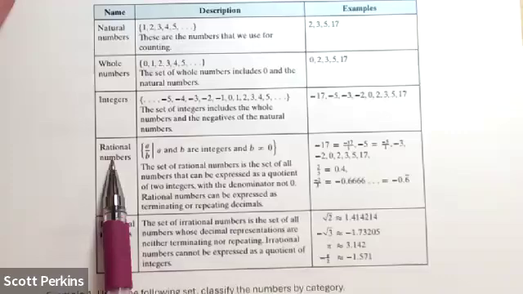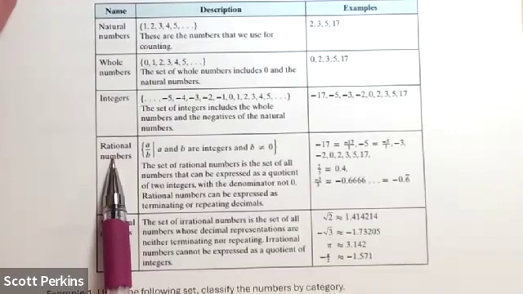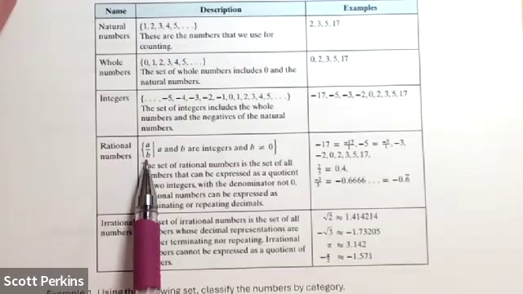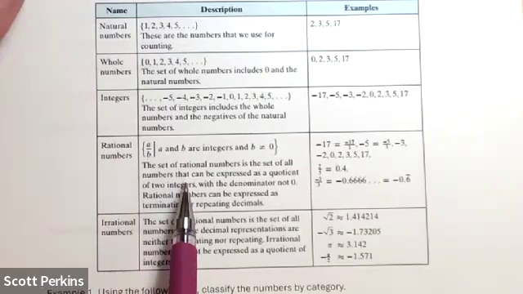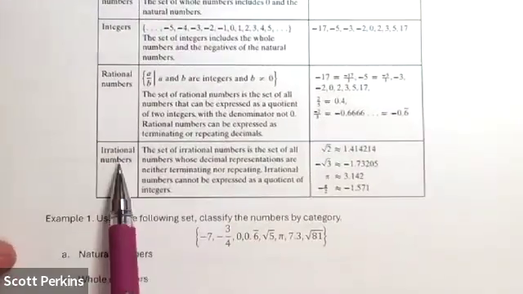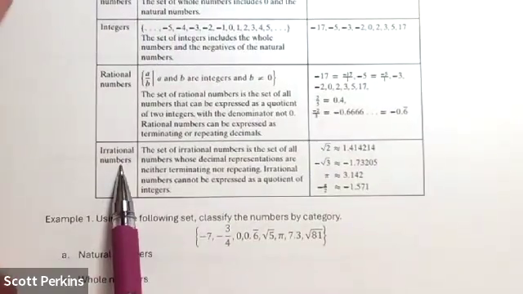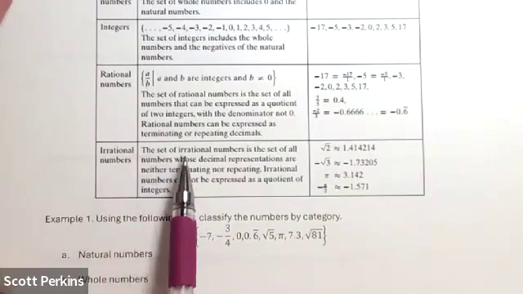The rational numbers, like we said two sections ago, are any fraction, meaning any number that can be written as a decimal that repeats or terminates. And then the irrational numbers. We talked about pi, we talked about square roots that do not have a perfect square root, and decimals that don't repeat and don't terminate.